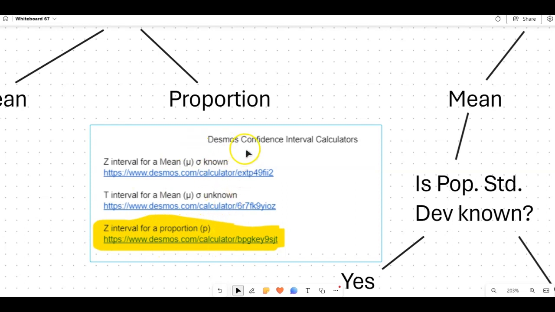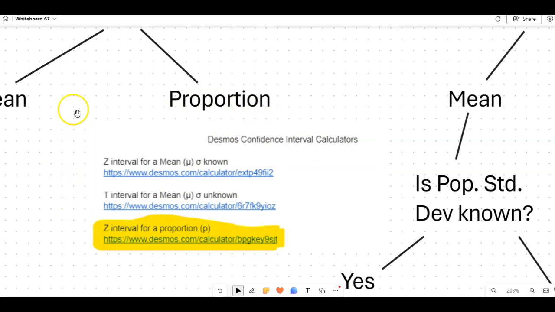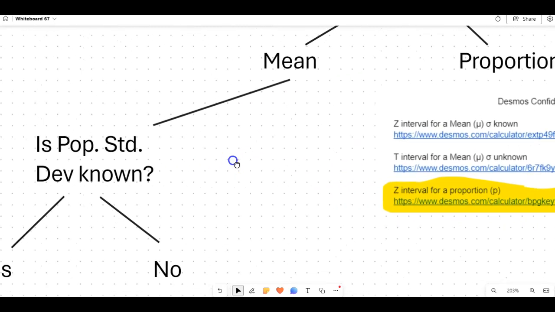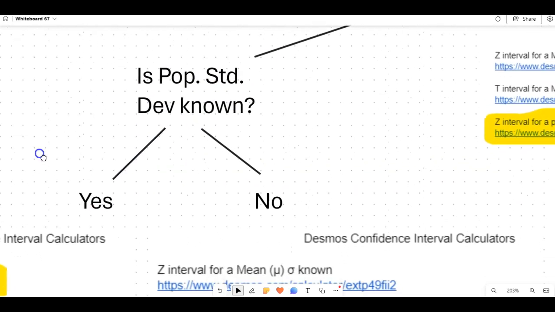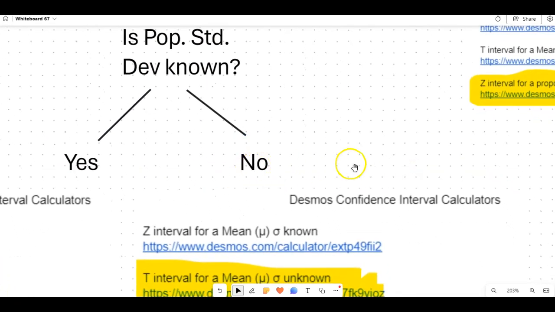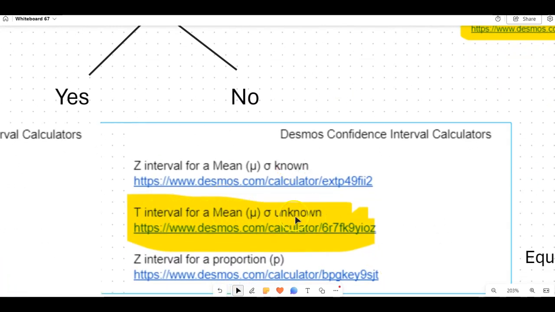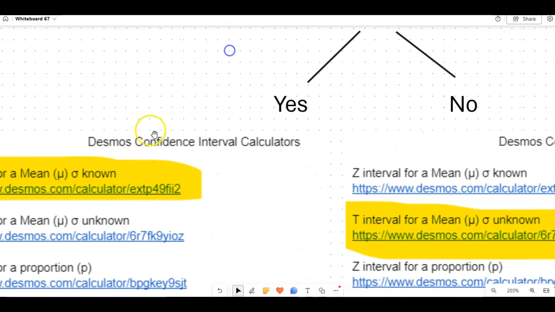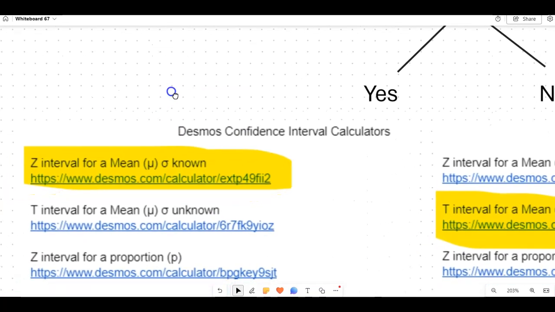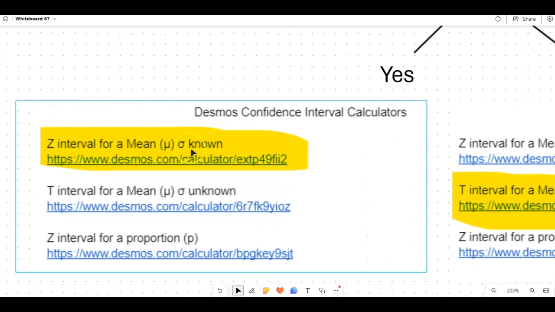These are grouped together. The confidence interval calculators are grouped together. And if it's a confidence interval about a proportion, you're going to select that calculator. But if it's a mean, we have to break it down even further. Do I know the population standard deviation or not? If I don't know the population standard deviation, then that is going to be a T interval for a mean, and I would use that Desmos calculator. But if I do know the population standard deviation, which a lot of times sigma is the label that we use for that, then I'm going to use the Z interval for a mean.